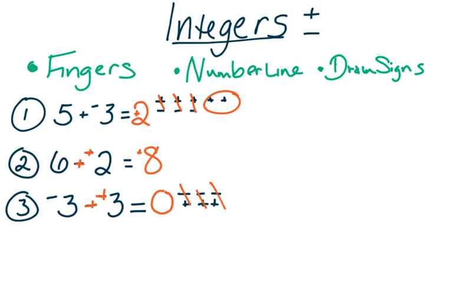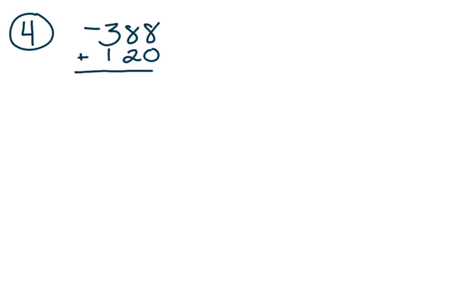Let's look at what happens if you have bigger numbers. Okay. So example number, I think this is 4. What if we have bigger numbers? What if we have negative 388 plus 120? Okay.